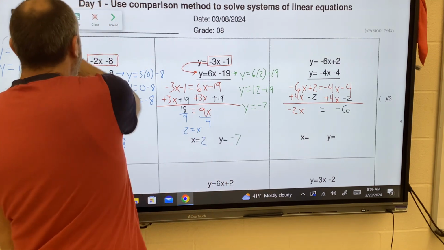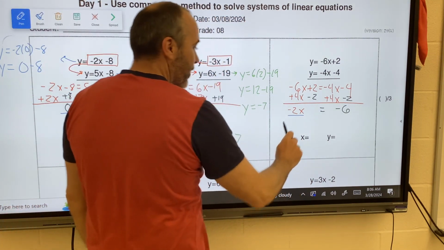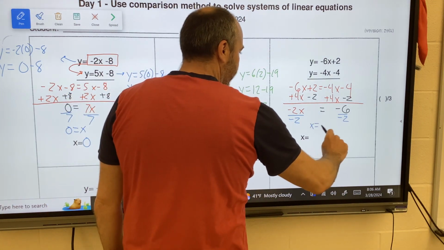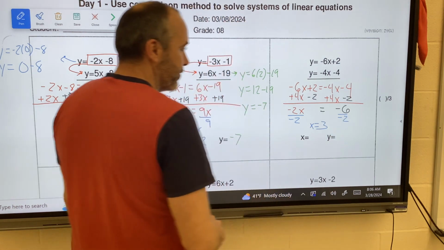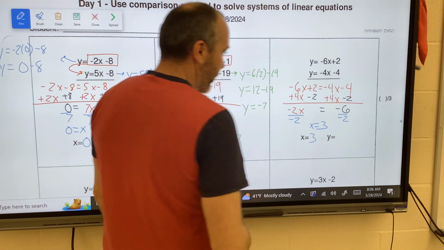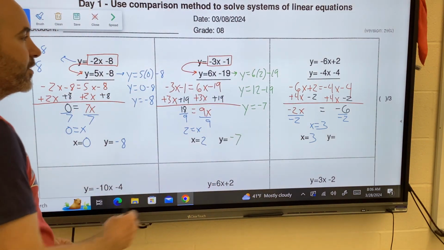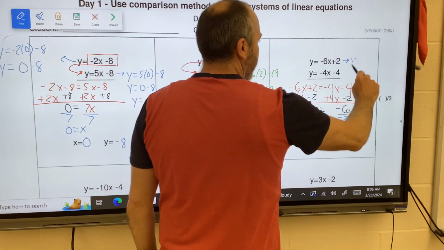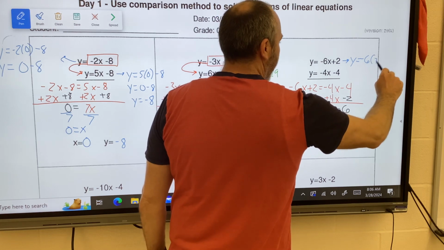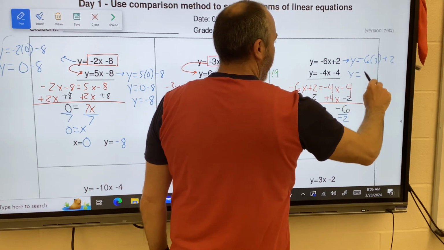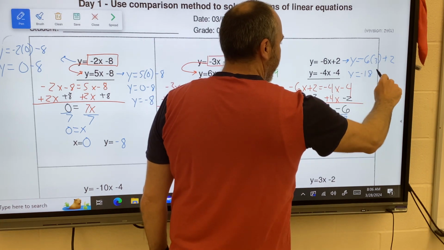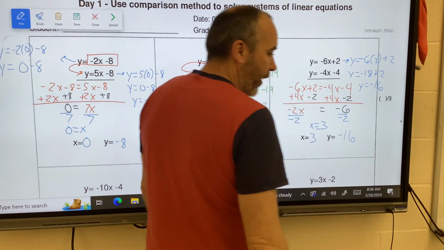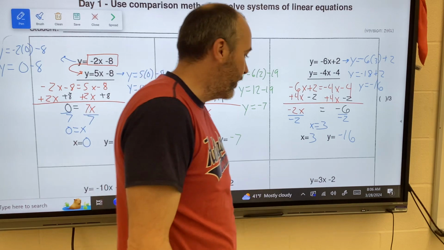So to continue getting that variable by itself, since it's x times negative 2, the inverse of multiplying is dividing. And x, when I take negative 6 divided by negative 2, I get a positive 3. So x is positive 3. But as we've seen before, we have to figure out what the y is. We can go to either equation. So I'm just going to go to this top equation, substitute 3 in for x. So y equals negative 6 times 3 plus 2. And just order of operations, negative 6 times 3 is negative 18. And negative 18 plus 2 is negative 16. So y equals negative 16 when the x was 3.